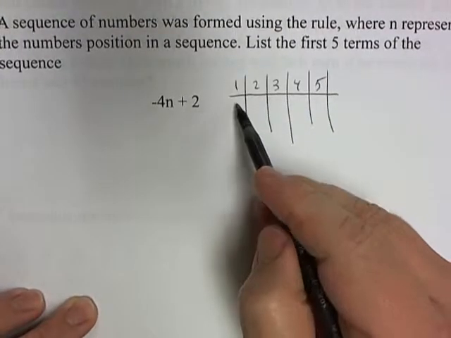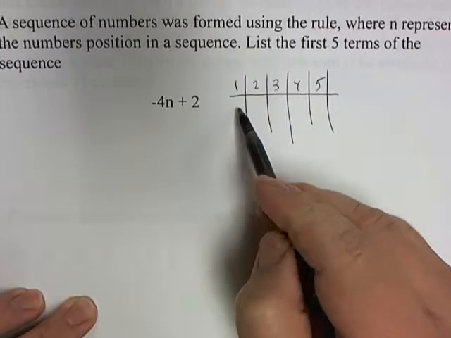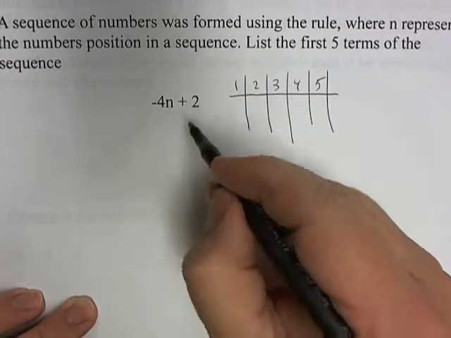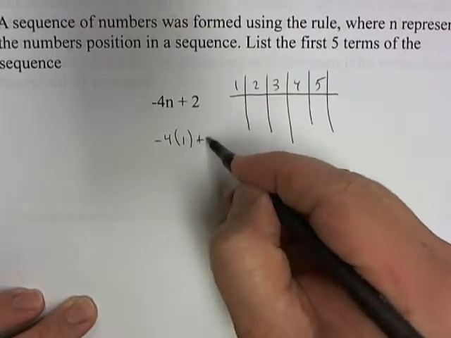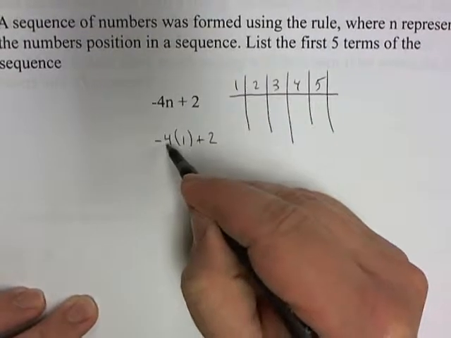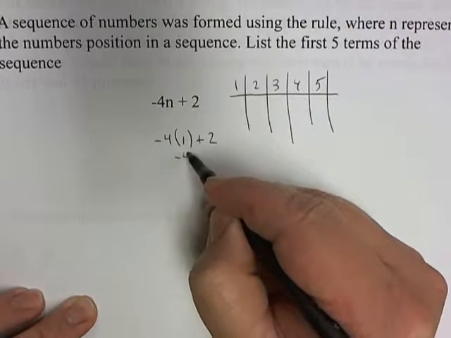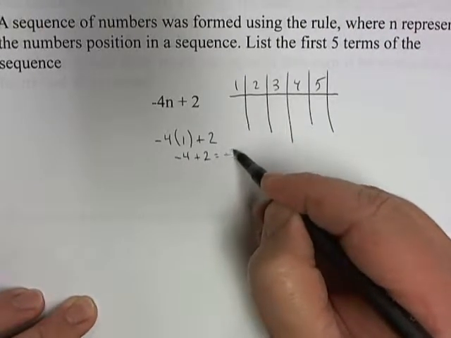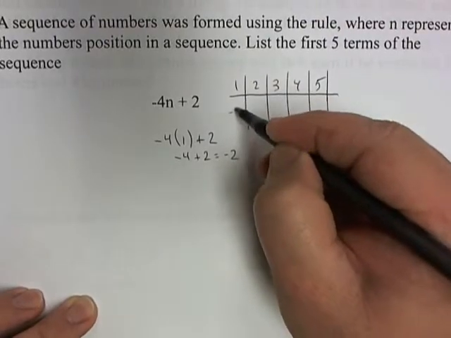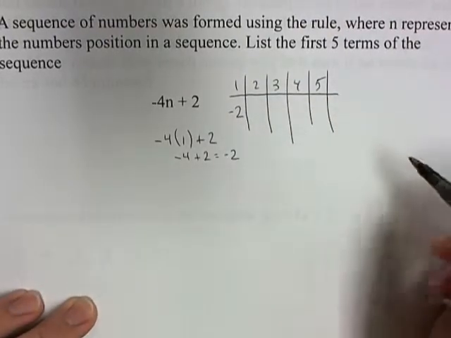To find the first position term value, you substitute position 1 into the rule. So you have -4 times 1 plus 2. -4 times 1 is -4 plus 2. That equals -2. So plug -2 in for the first position.